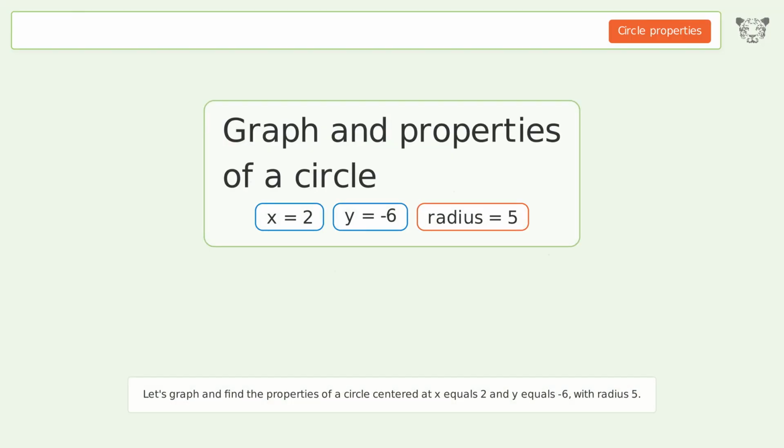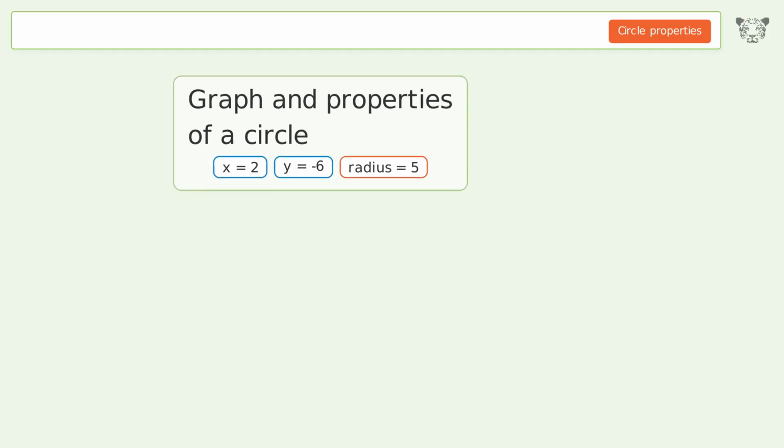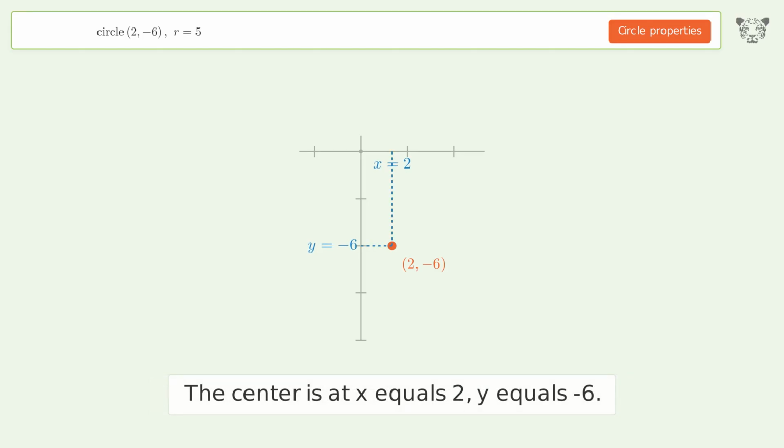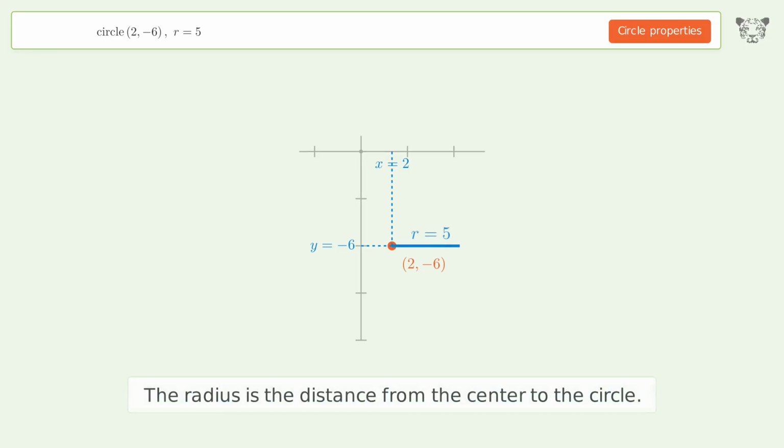Let's graph and find the properties of a circle centered at x equals 2 and y equals -6, with radius 5. The center is the anchor point of the circle. The center is at x equals 2, y equals -6. The radius is the distance from the center to the circle.